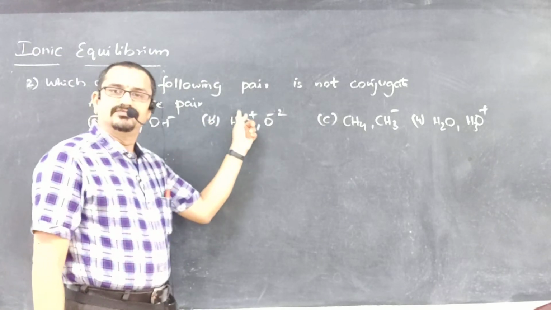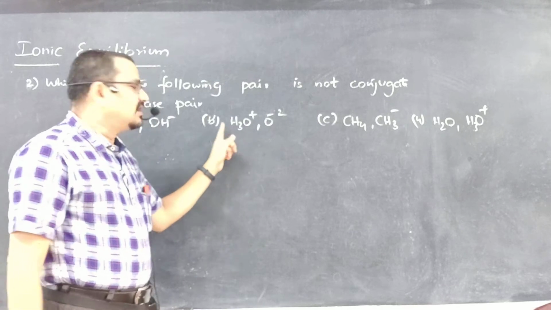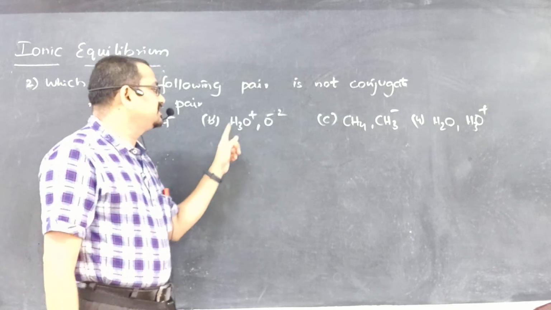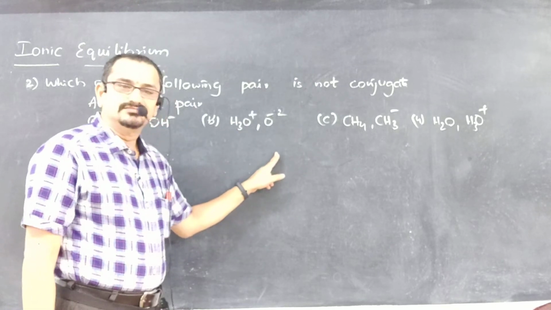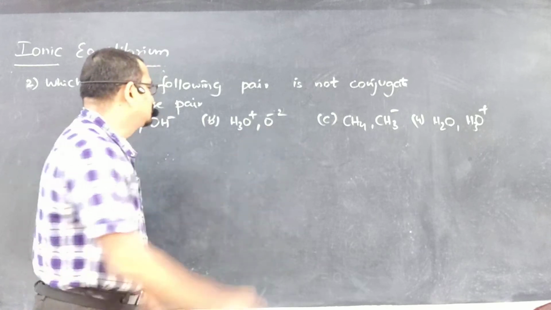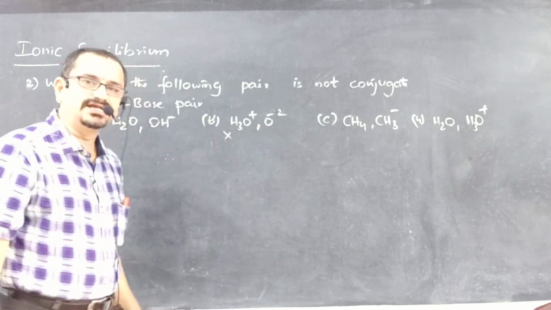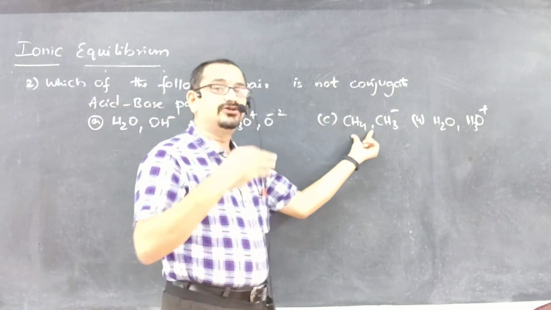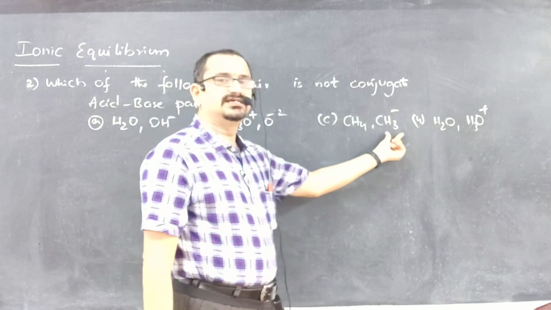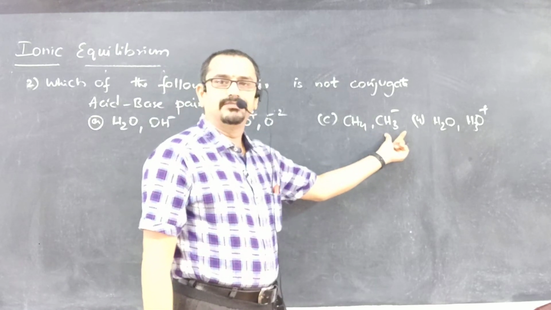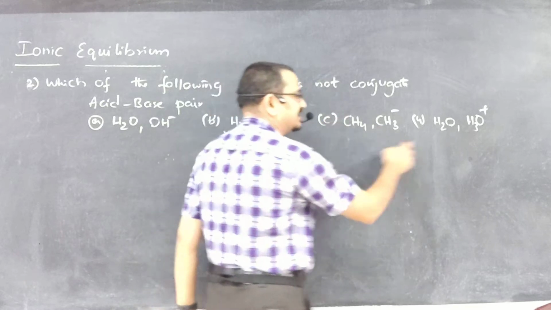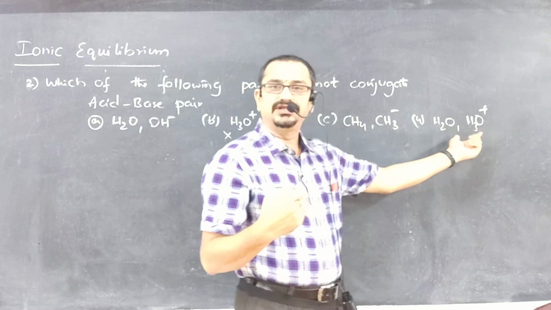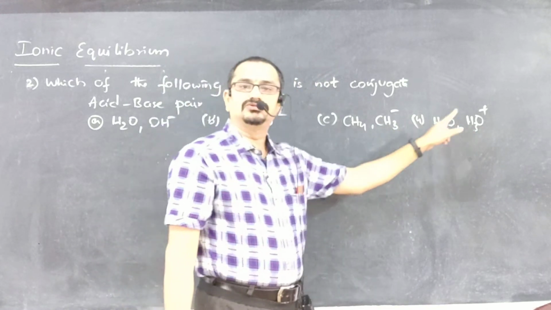H3O plus can donate one H plus. After donating H plus, it becomes H2O. So its conjugate base is H2O, not O power minus 2. So this is not a conjugate acid base pair as per the present observation. CH4, if it donates a H plus, it becomes CH3 minus. Its correct conjugate base. So this is also a conjugate acid base pair. H2O after accepting a proton becomes H3O plus. So this is also a conjugate acid base pair.